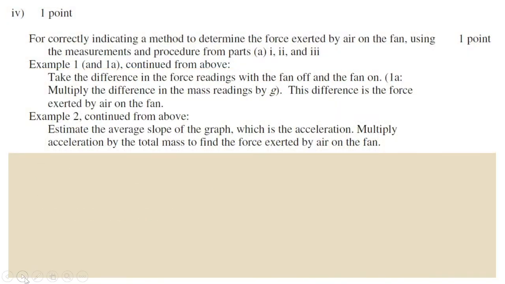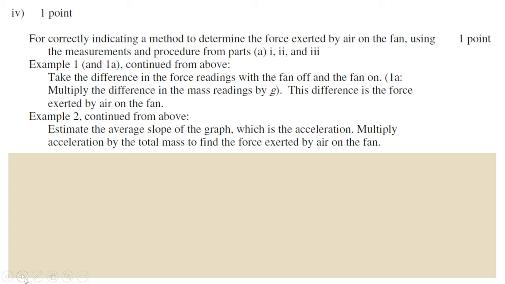All right, moving on to the scoring guide here. Notice this part was only worth 1 point, and it says for correctly indicating a method to determine the force exerted by the air on the fan using the measurements and procedure from parts A1, 2, and 3. So for example 1, the example I used, they just said take the difference. It's pretty easy. Of course, if you have a mass method, you just literally measured the mass when the fan was on and the mass when the fan was off using a triple beam balance, then you have to multiply it by g. And this difference is the force exerted by the air on the fan.